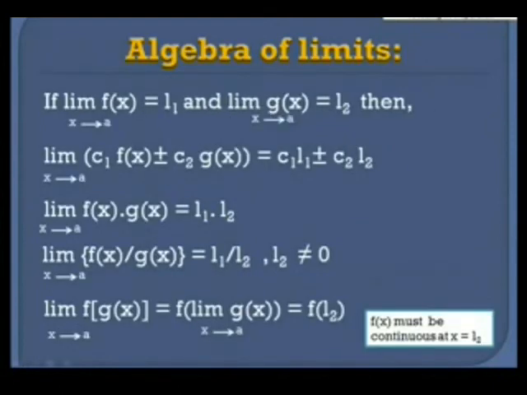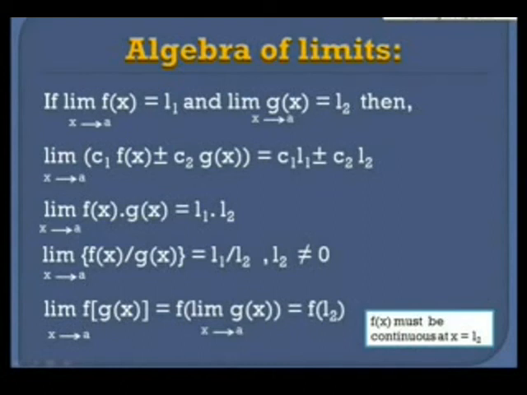Now as this entire chapter is based on the concept of limits, it's very important for us to know the algebra of limits. If limit f(x) when x tends to a is equal to L1 and limit g(x) when x tends to a is equal to L2, then limit x tends to a of c1 f(x) plus or minus c2 g(x) is equal to c1 into L1 plus or minus c2 into L2. Now c1 and c2 are just some numbers, and f(x) and g(x) are the functions whose limits are equal to L1 and L2 when x tends to a.